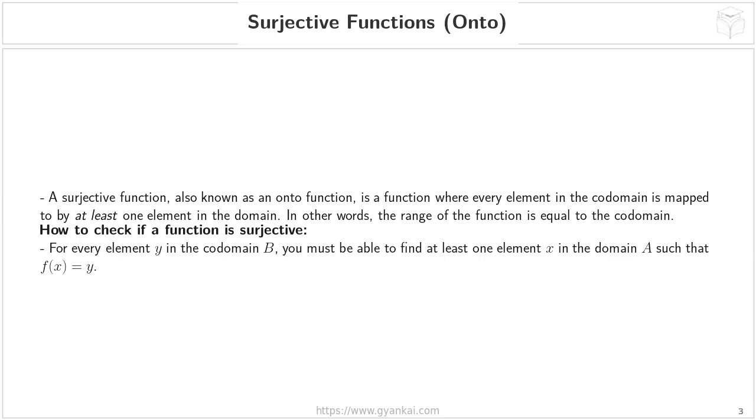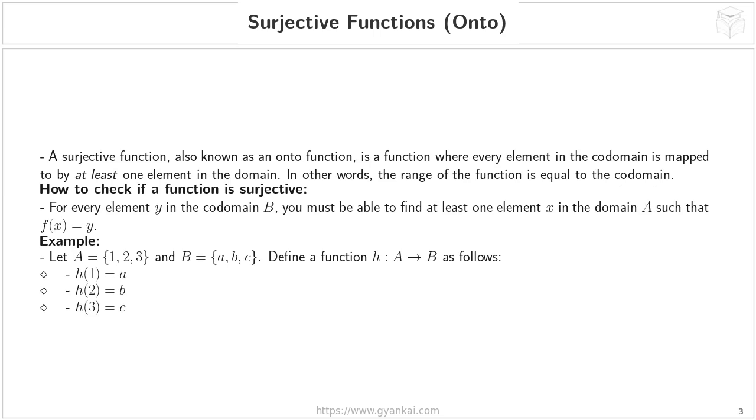Well, for every element, let's call it y, in the codomain, which we'll denote as set B, you need to be able to find at least one element, let's call it x, in the domain, which we'll denote as set A, such that when you apply the function f to x, you get y. In other words, f of x equals y. If you can always find such an x for any y in B, then the function is surjective.